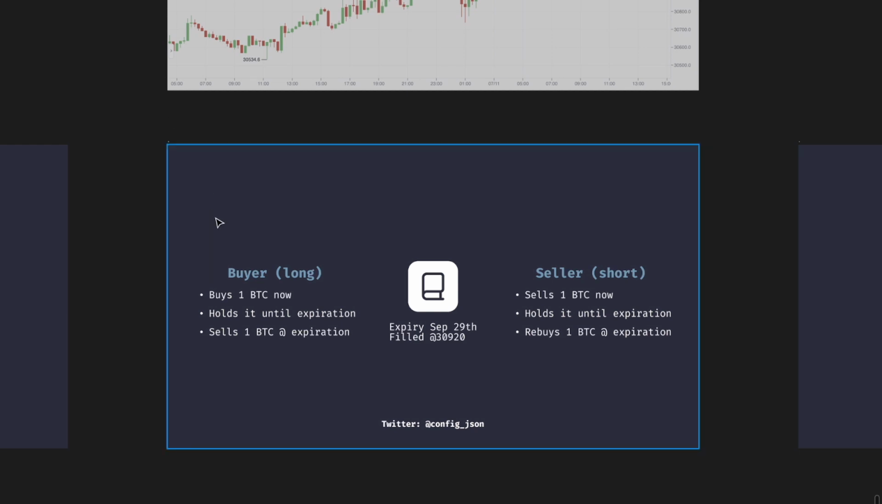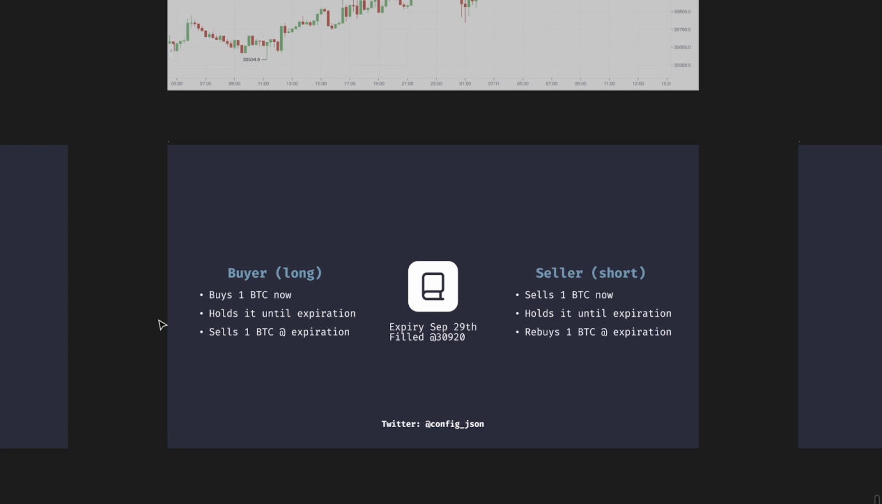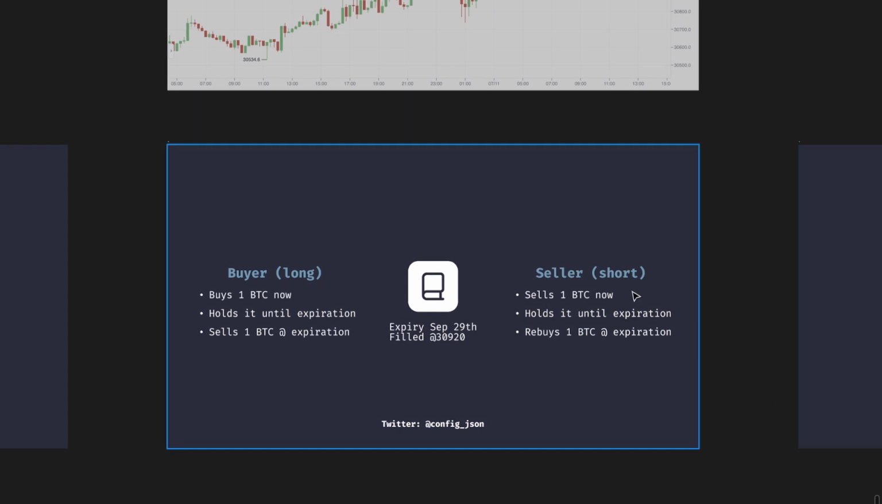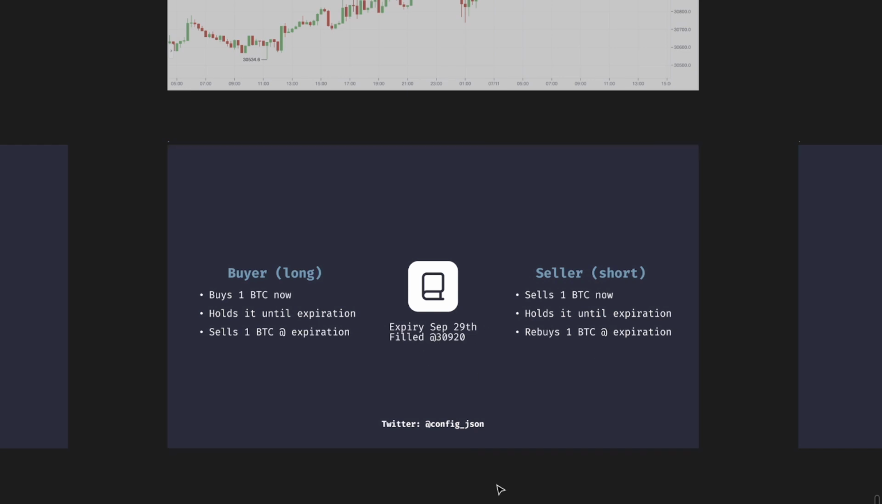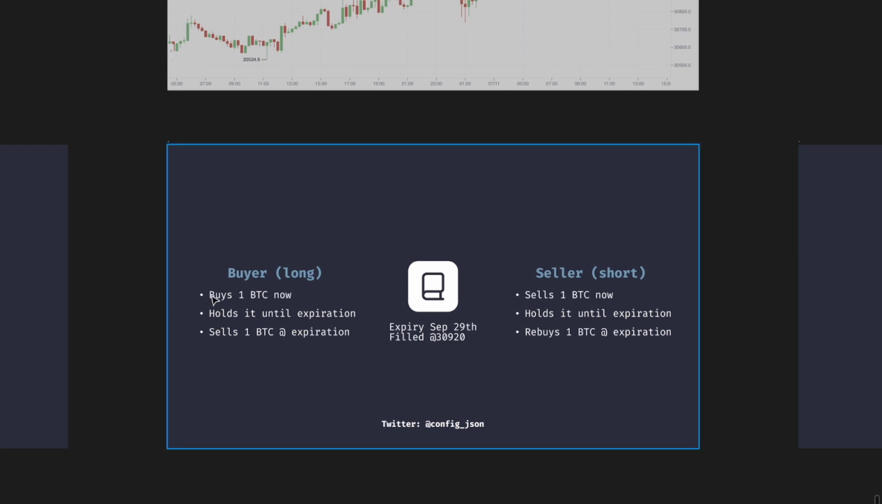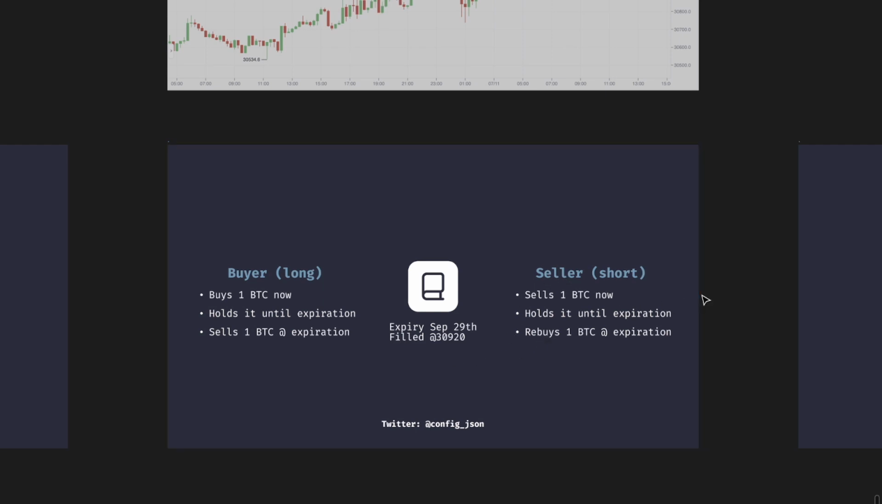So here, let's say the buyer or the long position buys 1 BTC, okay, and holds it until expiration. The seller or the short sells 1 BTC to the buyer and holds it until expiration as well, which is September 29th. We see it's filled at 39.20. Okay, so at expiration, the buyer that bought 1 BTC has to sell it back and the seller has to rebuy it from the buyer. That's a derivatives contract. When a buyer gets matched with the seller, a new contract is created.